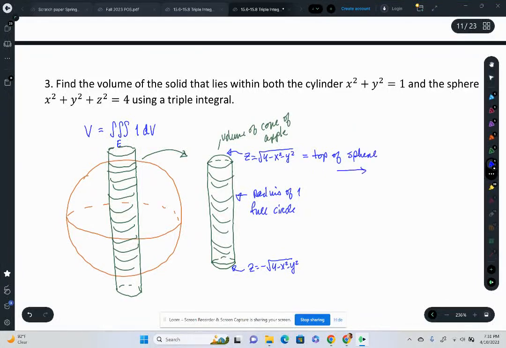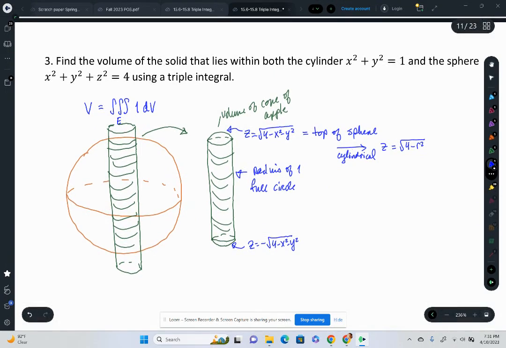We could say in cylindrical, this would be written as z equals the square root of 4 minus r squared. So I already know I need cylindrical, so I'm going to just go ahead and get it done. In the bottom one, this is the bottom half, or the bottom of the sphere. And so in cylindrical, we have z equals negative square root of 4 minus r squared.